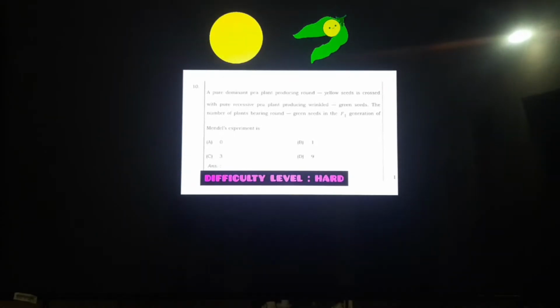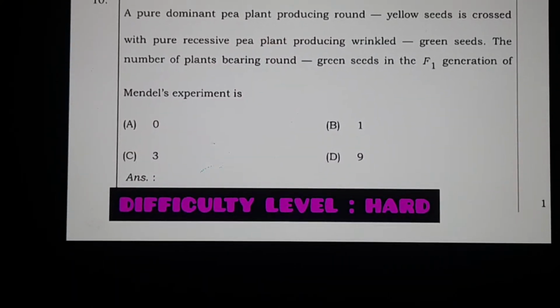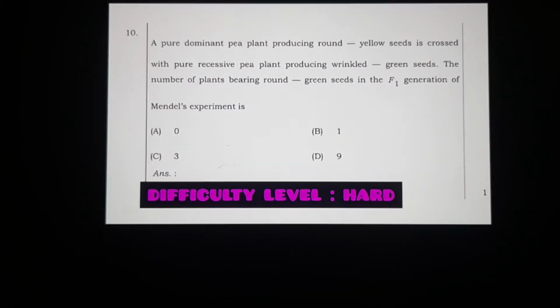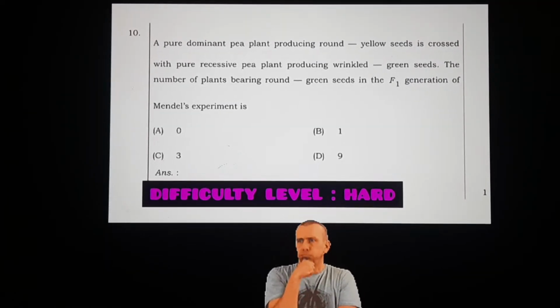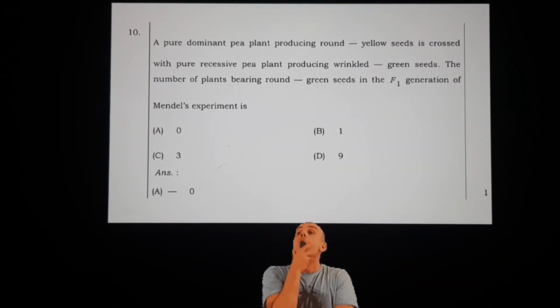A pure dominant pea plant producing round yellow seeds is crossed with a pure recessive pea plant producing wrinkled green seeds. The number of plants bearing round green seeds in the F1 generation of Mendel's experiment is: option A 0, option B 1, option C 3, option D 9. When we cross a pure dominant pea plant, that is round yellow, with a pure recessive pea plant, that is wrinkled green, in F1 generation we get all yellow round seeds, that is heterozygous. So there will not be any round green seeds in F1 generation. So the correct answer is option A, 0.